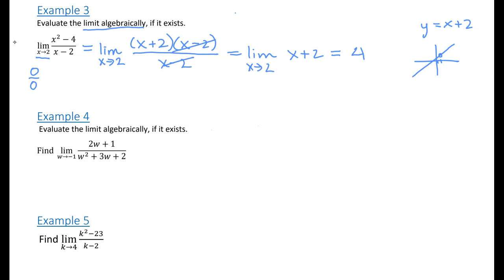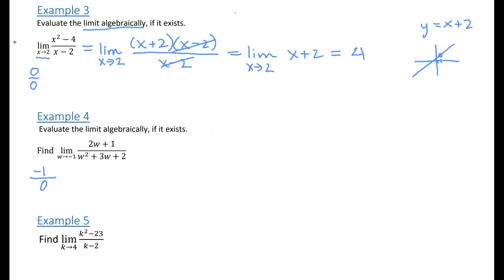This time we're interested in what happens as w approaches -1. On the top, if I plug in -1, I get -2 plus 1, which is -1. On the bottom, if I plug in -1, I get 1 minus 3 plus 2. I get 0. So I definitely can't just plug in and get the answer. This is going to be a little bit different situation than the last one, in that I now don't expect to have a removable discontinuity.